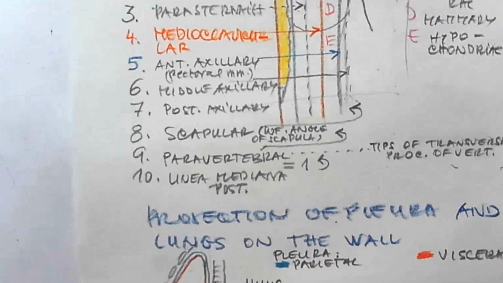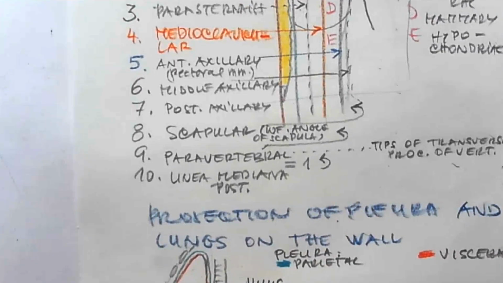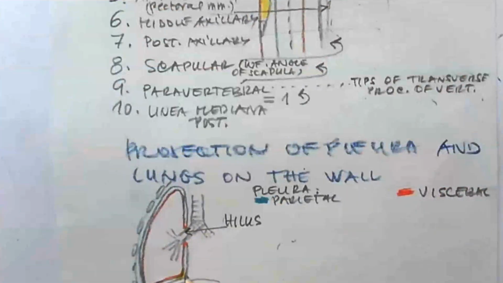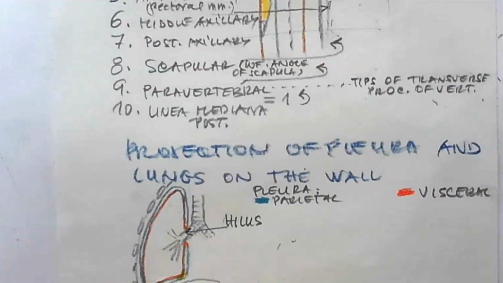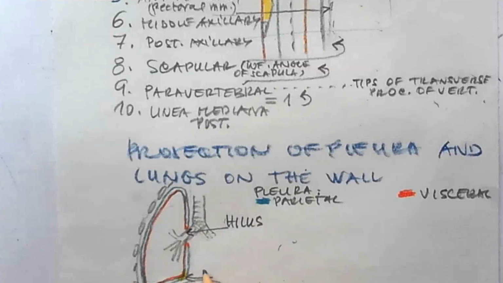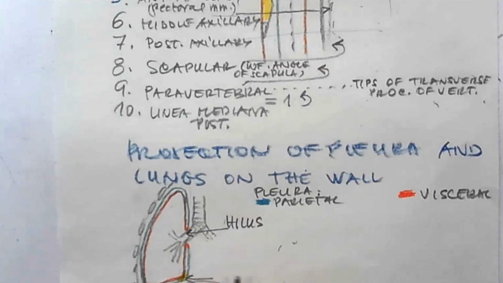Some spaces which are formed here are deeper or shallower, and we speak about the recesses. This will be explained. That one is the costo, I would say, recess, and this one is called the medial one, which is in fact the costomediastinal must be.